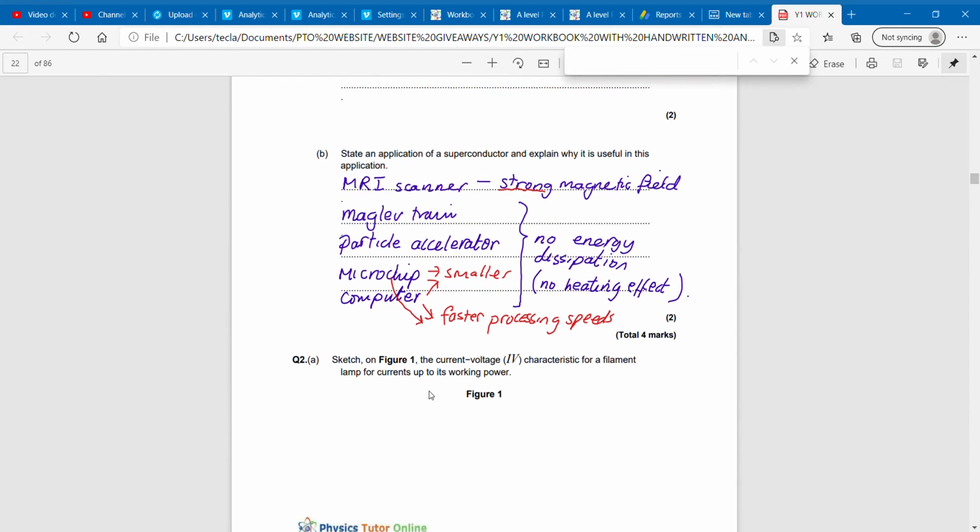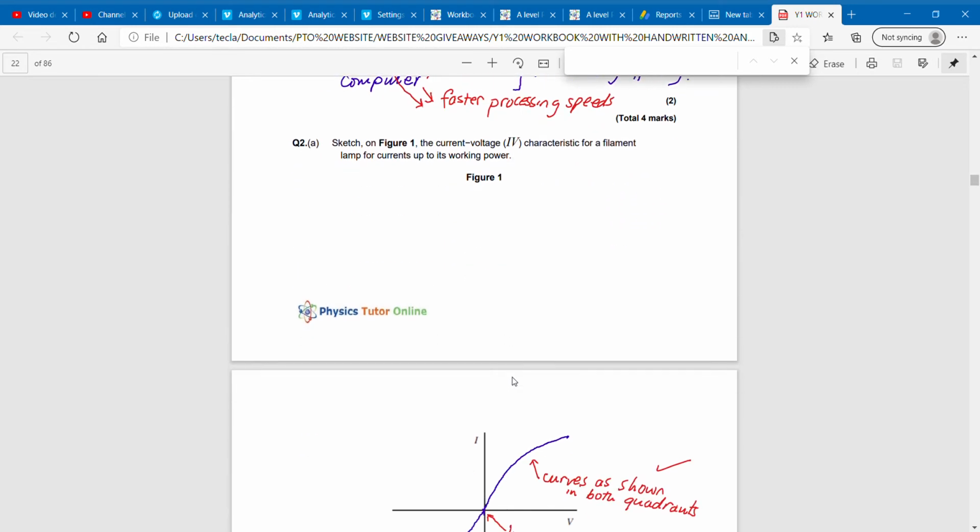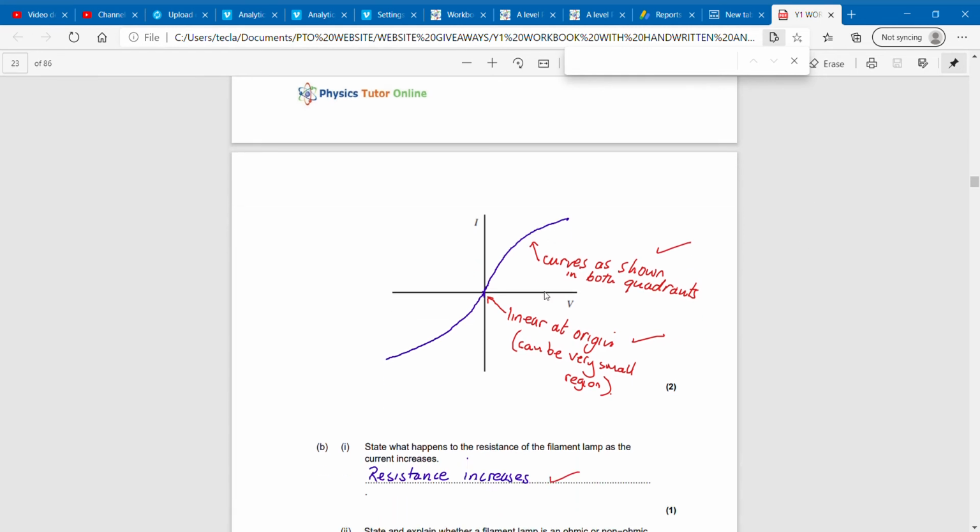Question 2, it's a current voltage graph, which we call an IV characteristic, for a filament lamp. So you need to sketch that on. There's 1 mark for a graph which curves over like this, curving in both quadrants, and the second mark is for the graph being linear through the origin. So a straight line for this bit as it passes through the origin. This region can be very small, but it does need to be there.